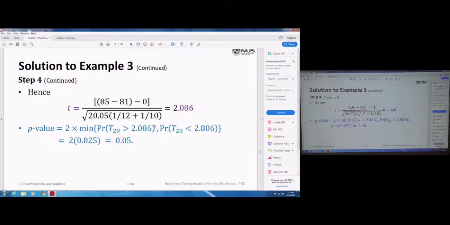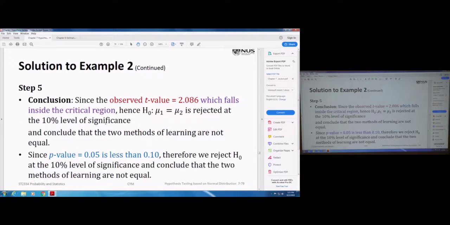Okay, so obviously of these two extremes, the minimum of the two is this one, because this is an extreme value, and this value apparently is 0.025, so the p-value is 2 times 0.025. So the p-value is 0.05. Well, we already know the result of this particular test, right? If we use our critical region we reject, and if we use our p-value, we reject. That's exactly what this slide says.